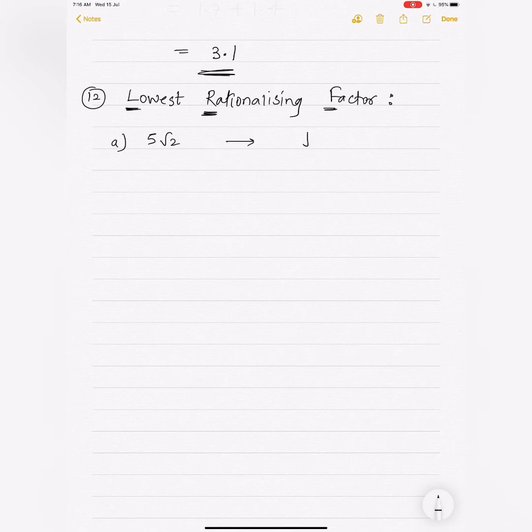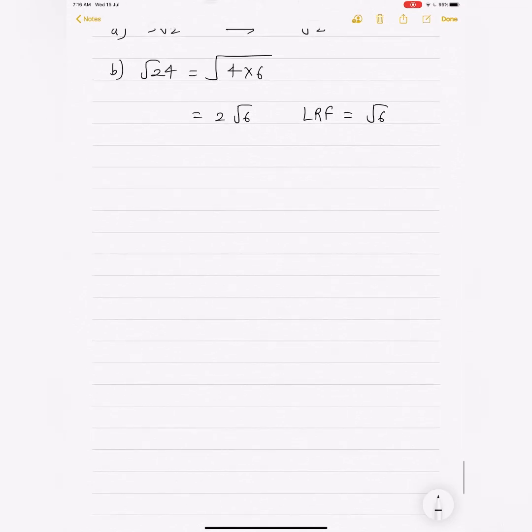It will be only root 2. If you're asked to find for root 24, so remember, first you'll have to simplify root 24 as what? 4 into 6, which is equal to what? 2 root 6. So what is the lowest rationalizing factor for this? Root 6. Okay, if you are asked to find lowest rationalizing factor of root of 18 minus root of 50.